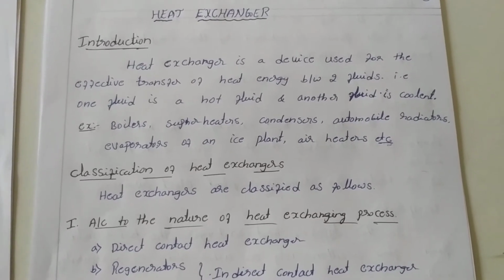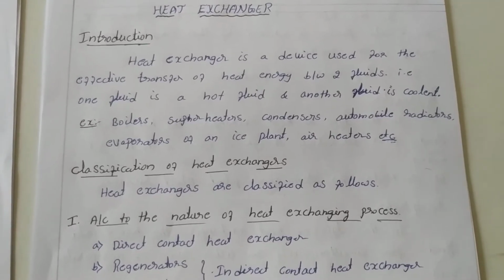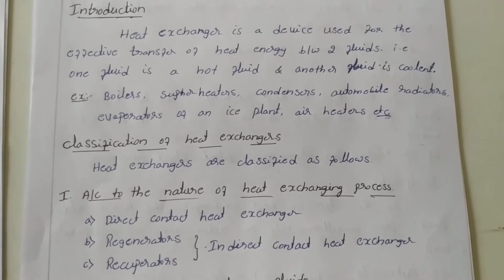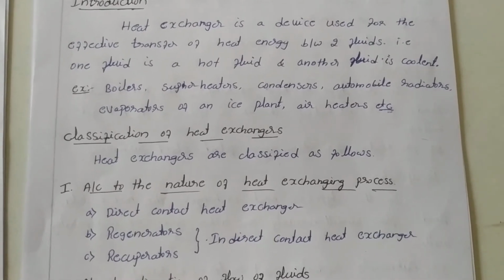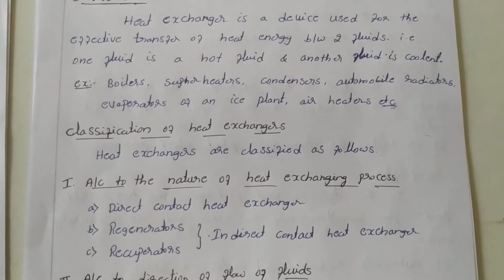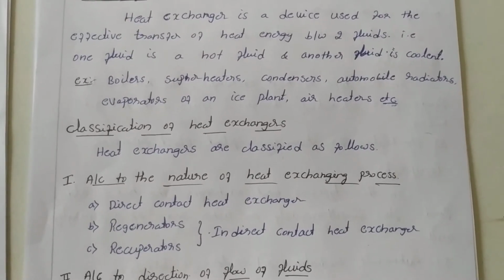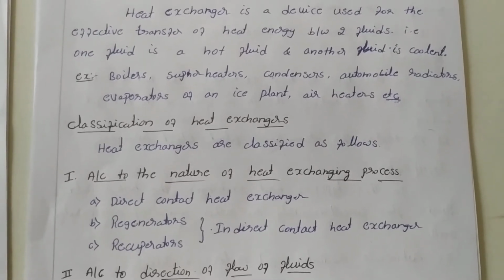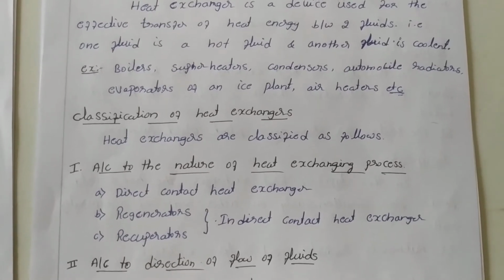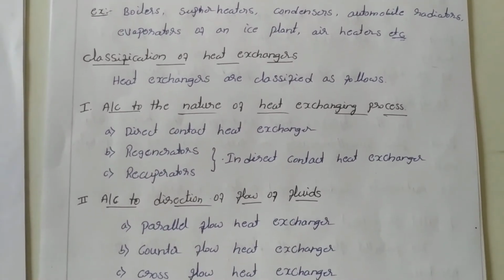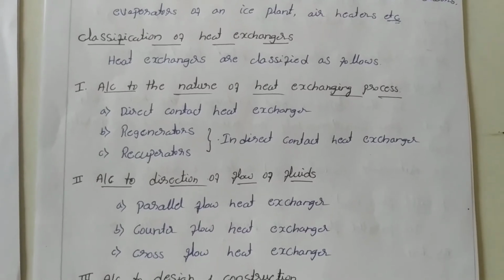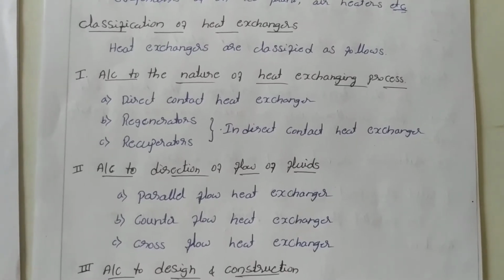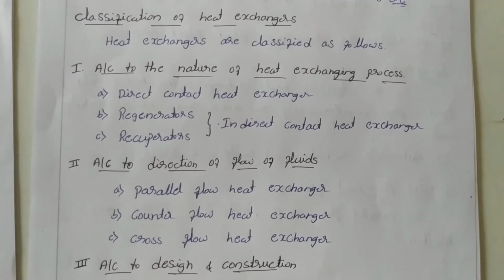Now let's quickly start with the classification of heat exchangers. There are so many types of classifications. First, according to the nature of the heat exchanging process, we classify them into two types: the direct contact heat exchanger and the indirect contact heat exchanger. Within the indirect contact heat exchanger, again there are two types, called the regenerator and the recuperator. The second one, according to the direction of flow of fluid, is classified into three types: parallel flow heat exchanger, counter flow heat exchanger and cross flow heat exchanger.